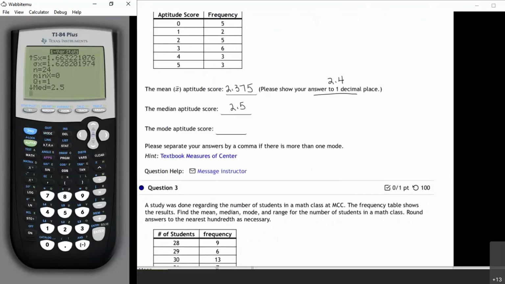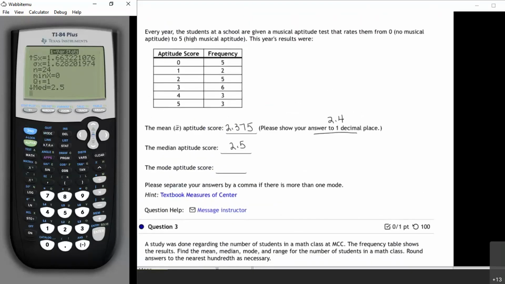And again, if you've got a frequency distribution, it's real easy to find the mode. The mode is just the data score that occurs the most often. So I'm looking down my frequency column and I see that 3 occurs the most often. So 3 is my mode. Doing it with a TI is super easy.